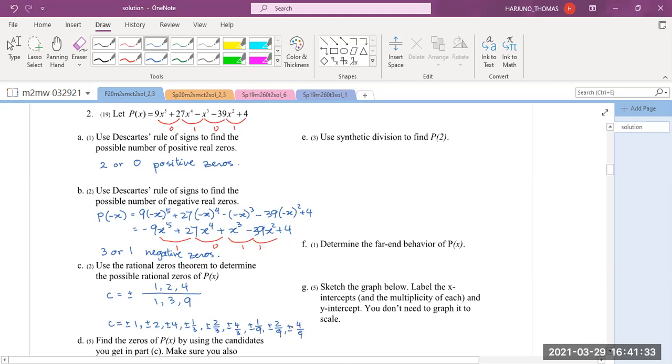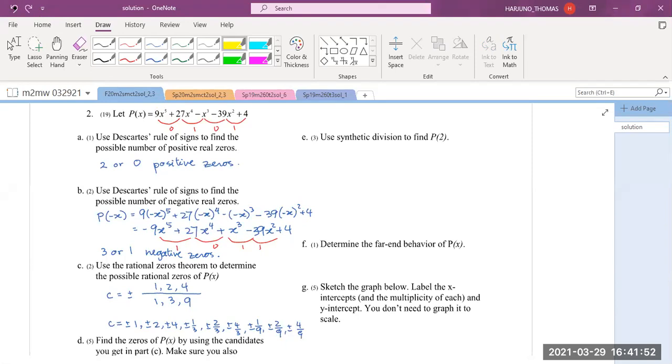Okay, seems to be a lot though. There are 18 possible choices, but of course not all of them will be used, right? We know that according to the fundamental theorem of algebra, we have only 5 zeros, right? We have only 5 zeros. A degree of 5 should have only 5 zeros.